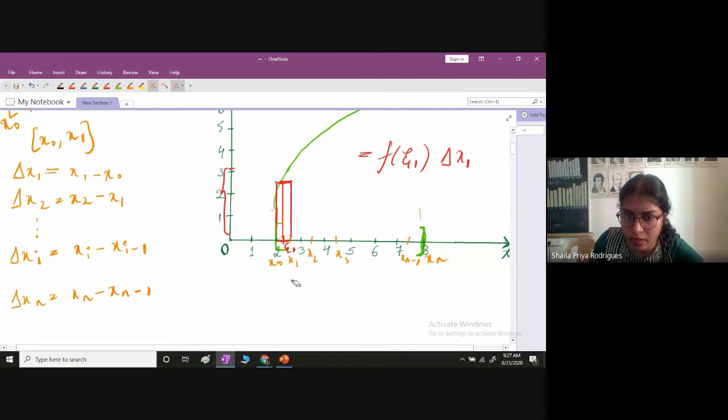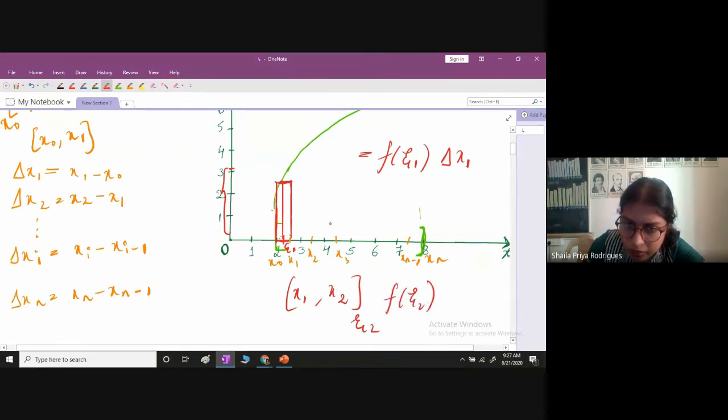All right. Similarly, you choose another value in between x1 and x2. Now, in the second interval, that is [x1, x2], choose a random value in this interval. You call it xi2. And then you find out what is f of xi2. Say if xi2 is over here, f of xi2 is going to be that.